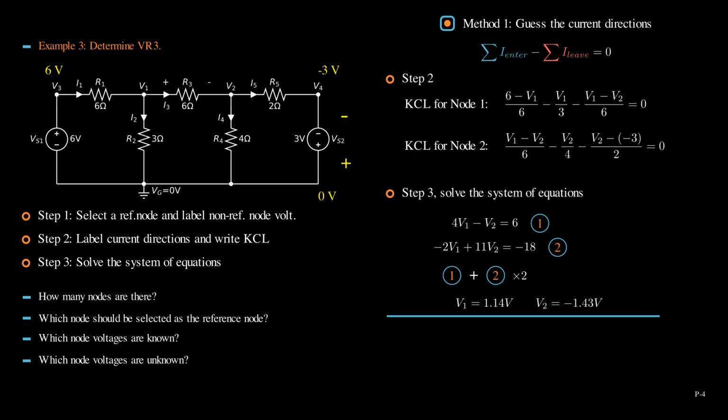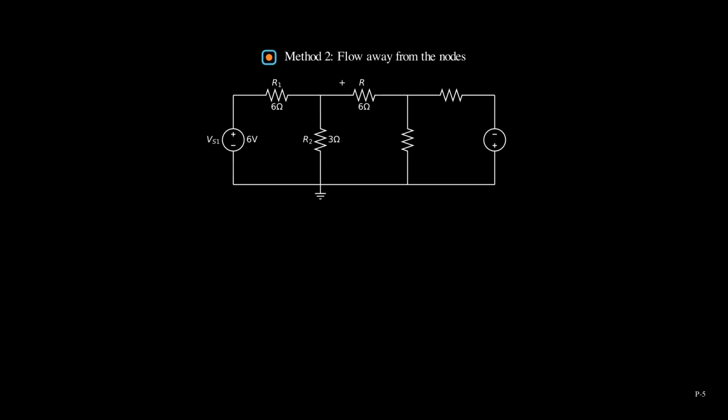Now we have solved the unknown node voltages V1 and V2. We can then find VR3 is V1 minus V2 equals 2.57 volts. Now, let's move on to method 2. We labeled all currents flowing away from node 1 and node 2. For node 1, we have I1A plus I2 plus I3 equals 0.